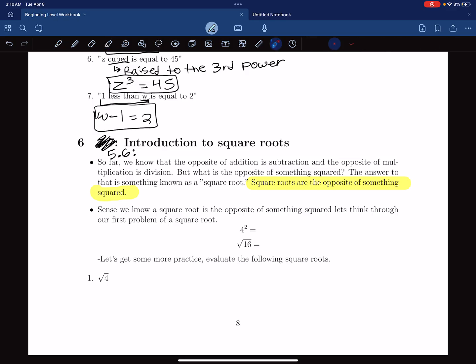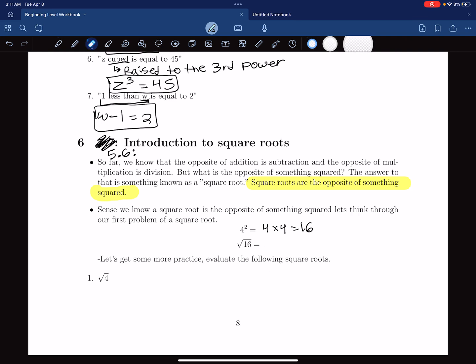So, with that being said, since we know a square root is the opposite of something squared, let's think through our first problem of a square root. If we know that 4 squared means 4 times 4, and 4 times 4 is 16, what do we think the square root of 16 would be? I encourage you to pause the video and try to think this out on your own. And assuming you have given this a shot, let's work through it.